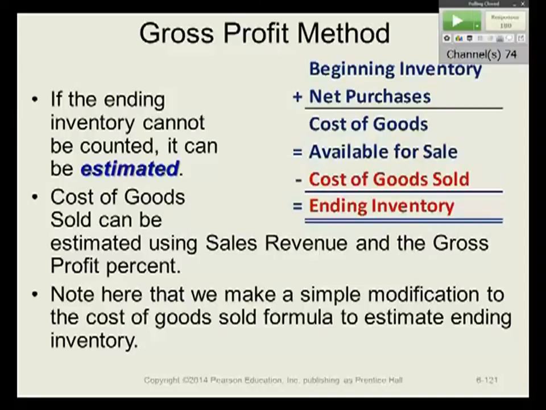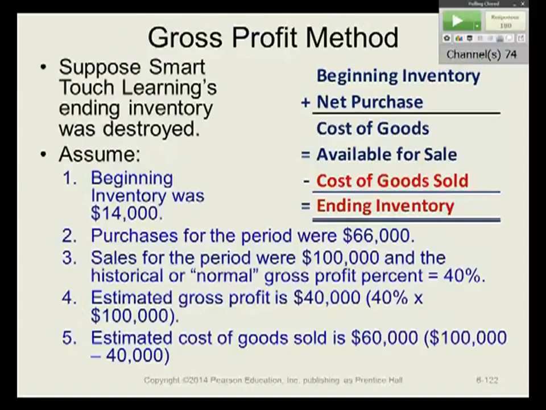We're then going to estimate the cost of goods sold, and we can do that in a couple of different ways. And that will give us an estimated ending inventory. So you know your beginning inventory, you know your purchases, but we have to come up with an estimated ending inventory. Now, this is the foundation for the gross profit approach. So let's now take a look at that gross profit method.